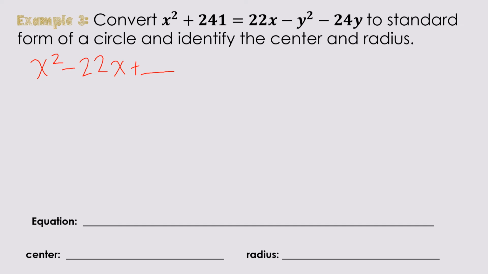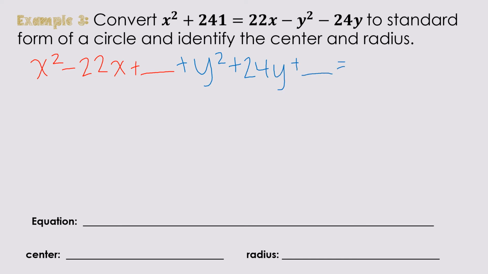The y squared is -y squared, and it's on the right side. So to move it to the left side, we need to add it. It should always end up being a positive y squared. The -24y is on the right side. It needs to move to the left, so we need to add it. Don't forget your blank space.